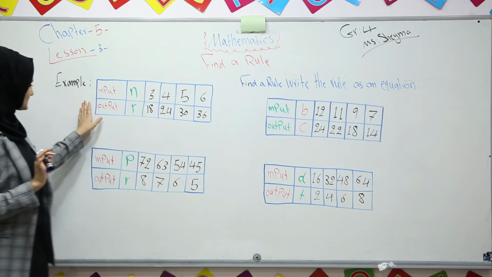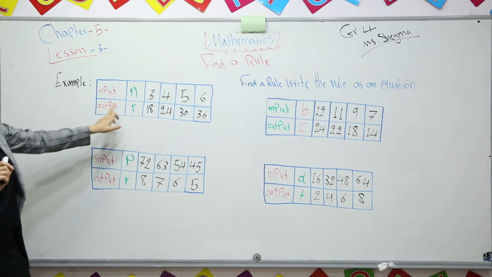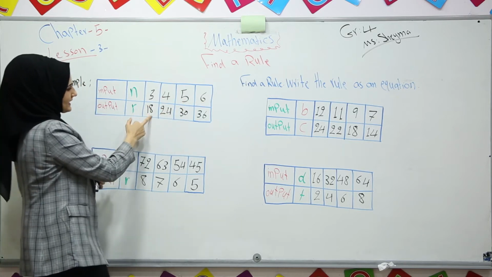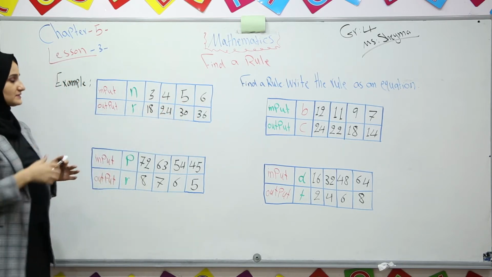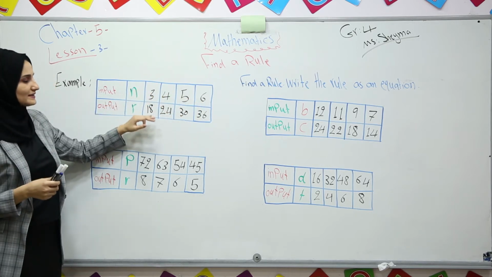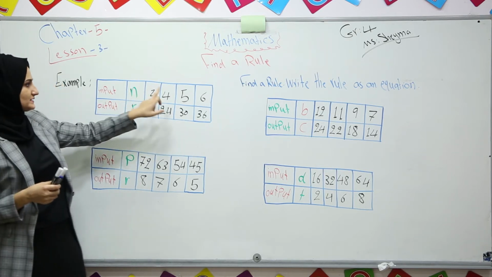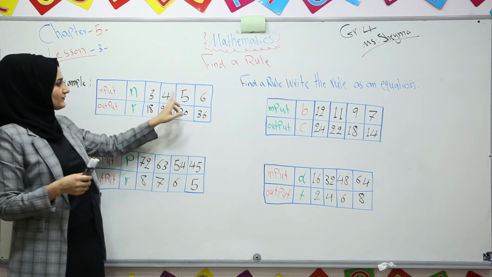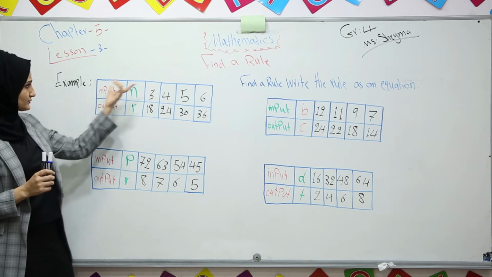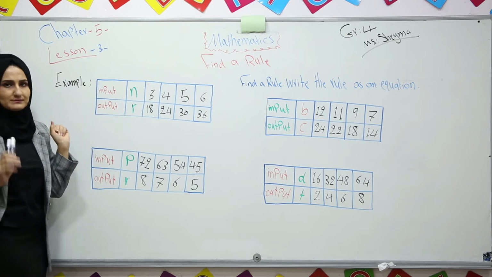Okay. First, let's get started with this box. We have input and output. Input is represented by N, output represented by R. We have 3, 4, 5, 6 and 18, 24, 30, 36. 3 is less than 18, 4 less than 24, 5 less than 30, 6 less than 36. So if input numbers are less than output numbers, to write an equation we have to use multiply.